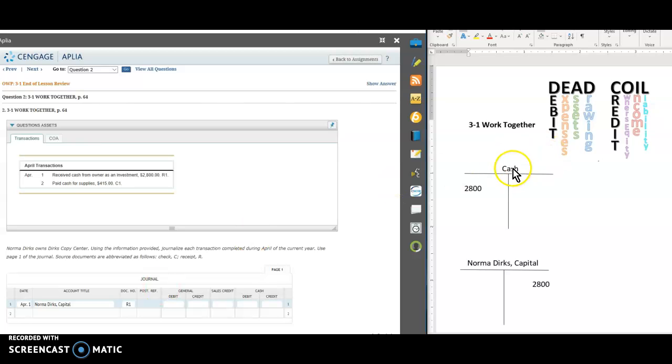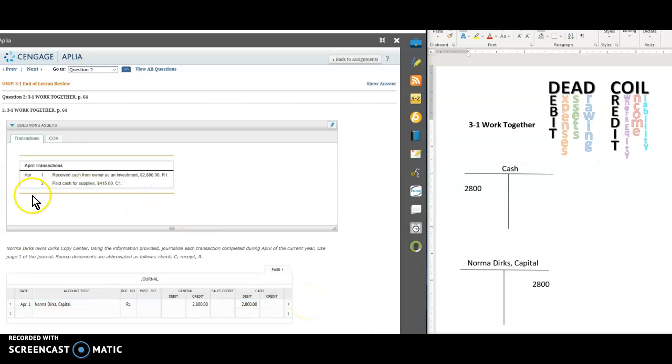So I know that cash is debited $2,800. So I go to my cash column and underneath debit, I'm going to type in $2,800. My credit is for capital. I don't have a special column for capital, so it's going to go under general. So right here under credit, I will type $2,800. So that's how you journalize a transaction.